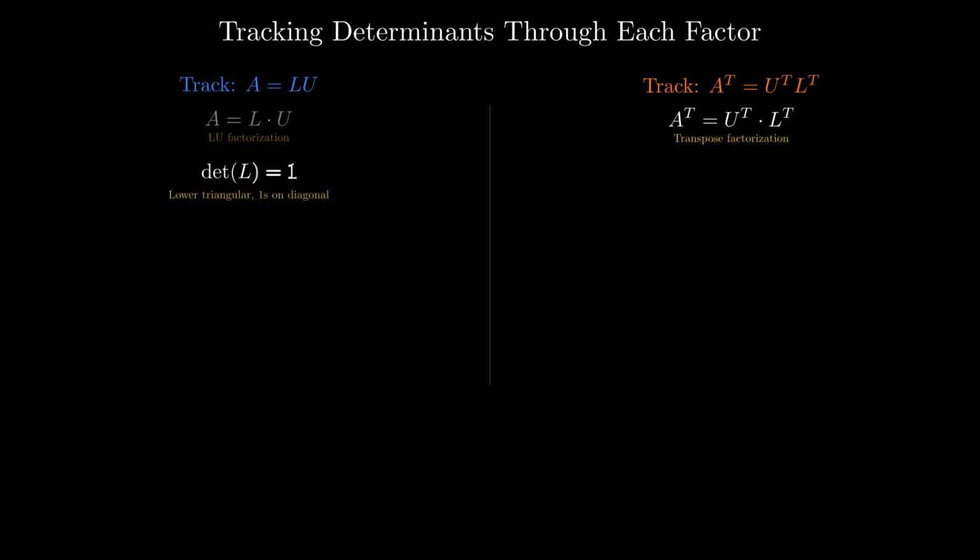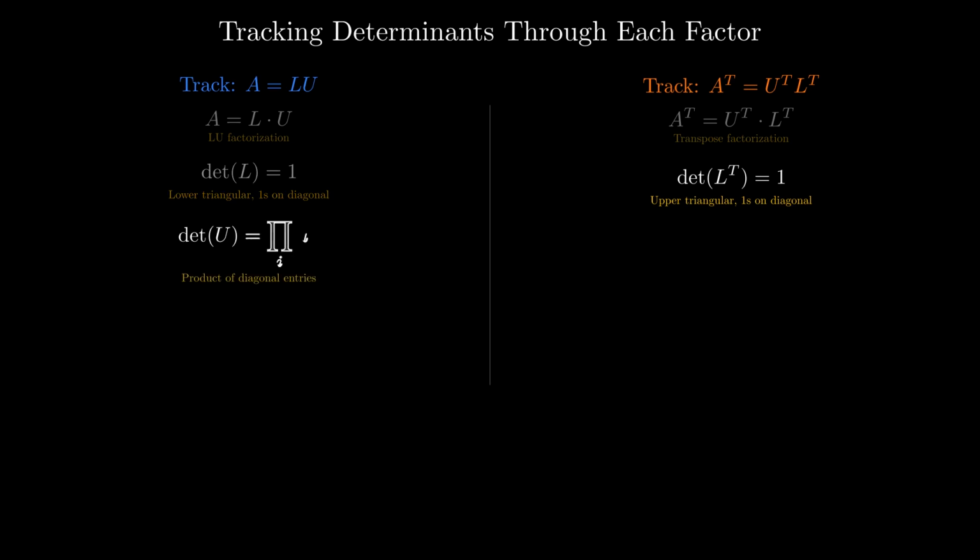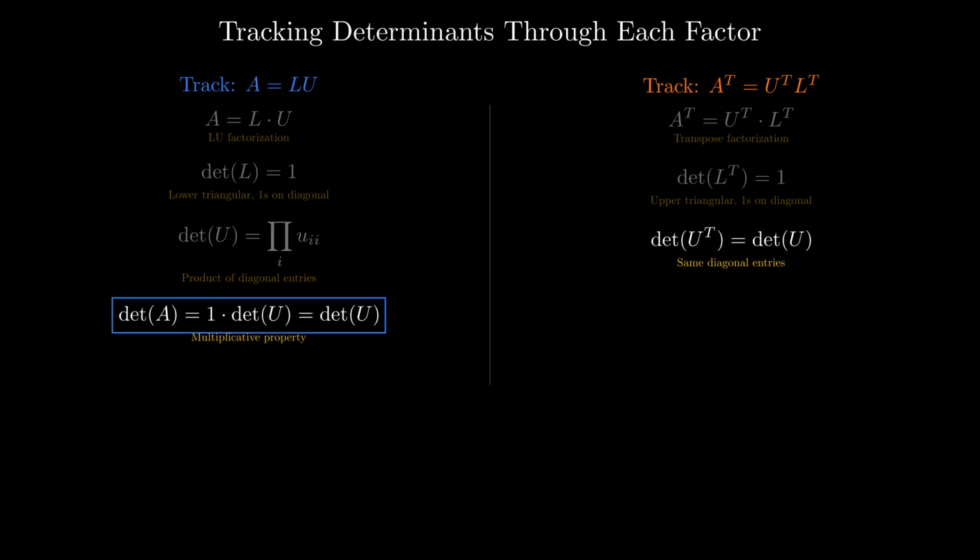L is lower triangular with 1s on the diagonal, so the determinant of L equals 1. L transpose is upper triangular with the same 1s on the diagonal, so the determinant of L transpose also equals 1. U is upper triangular, so its determinant is simply the product of its diagonal entries. U transpose is lower triangular with exactly the same diagonal entries, so the determinant of U transpose equals the determinant of U. Now we apply the multiplicative property of determinants.